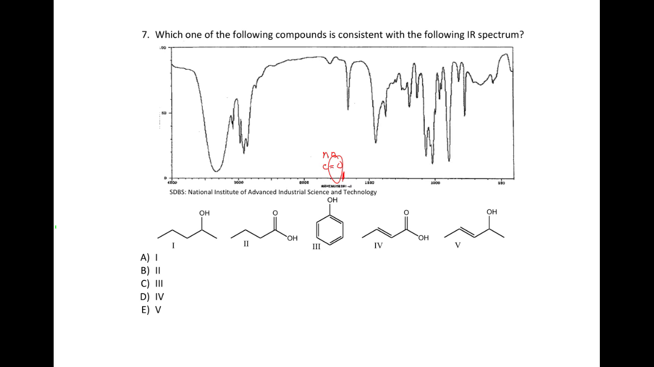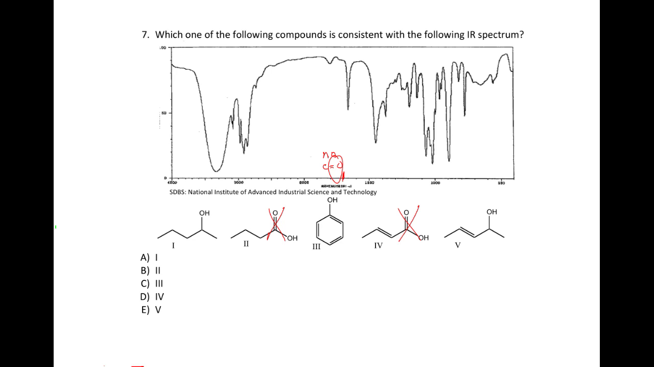So that eliminates compound number 2, which possesses a carbonyl, and eliminates compound number 4 as well. And both of those compounds are carboxylic acids, and I don't see the broad OH stretch that I would see with a carboxylic acid that goes all the way from 3300 to around 2400 wave numbers.